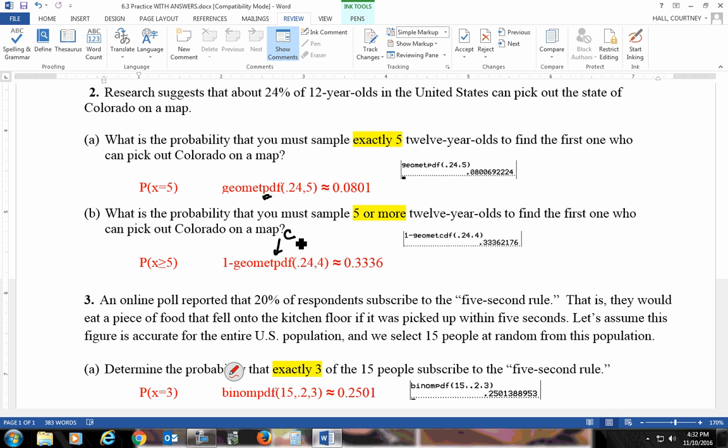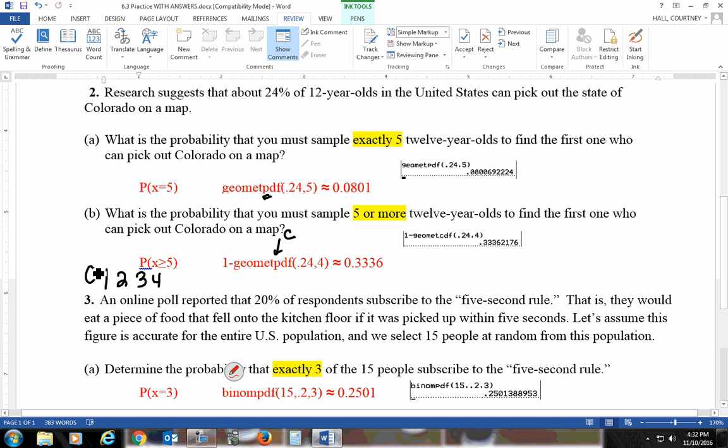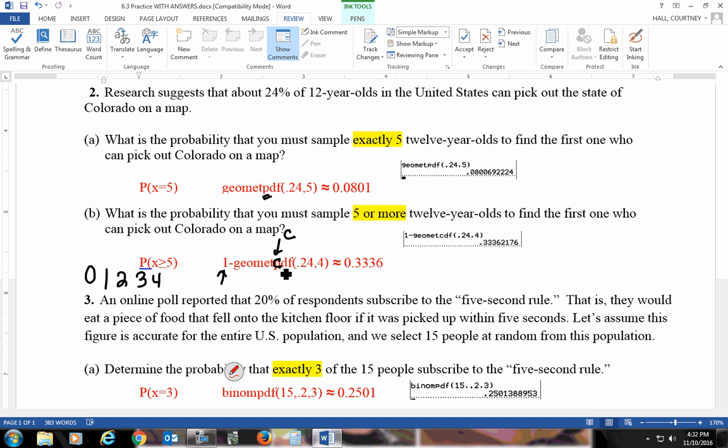If we want greater than or equal to 5 out of these 12-year-olds that we're picking, then greater than or equal to 5 would not include 4, 3, 2, 1, and 0. So we're going to do 1 minus the geometric CDF of 0.24 for our probability, subtracting away the 4, the 3, the 2, the 1, and the 0. We don't want to subtract away the 5, because it is included when you're doing greater than or equal to. So it's 5 or more. We want to keep 5, keep 6, keep 7, and so on. We want to get rid of 4 and below.